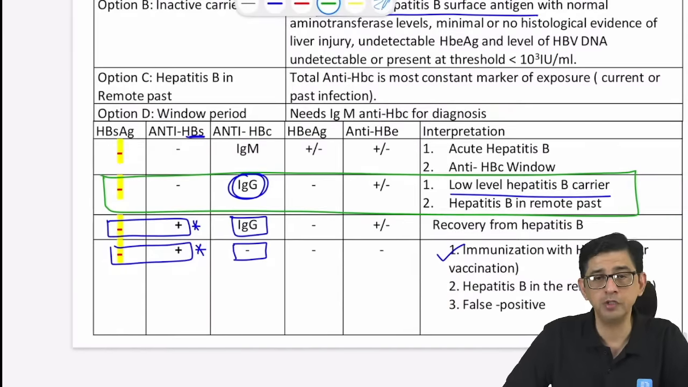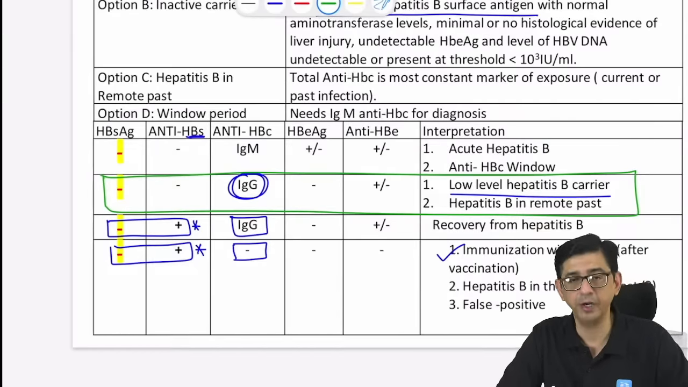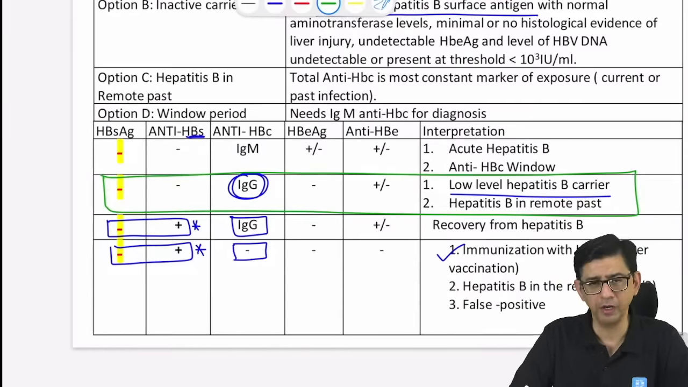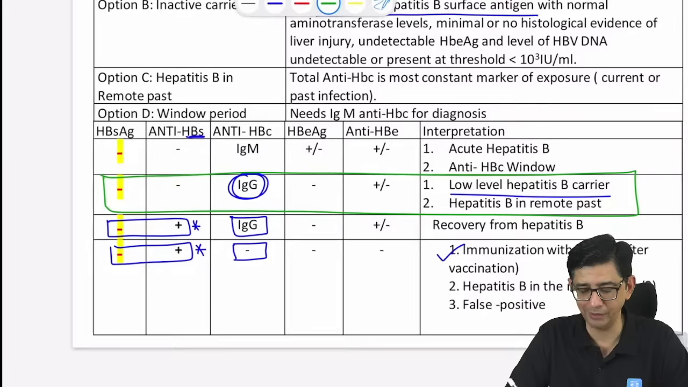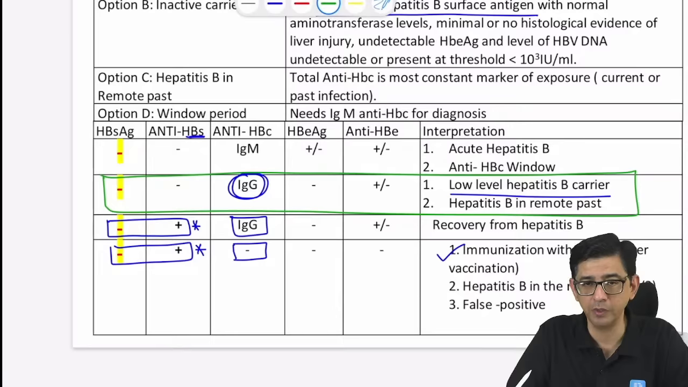This is the commonest report that they're asking. So I want you to be very, very clear about the fact that if they give you this IgG class of antibody with everything else turning out to be negative, or total antibody to the core antigen, either it's going to be a low level carrier or it's going to be hepatitis B in remote past. Both of them are possibilities.